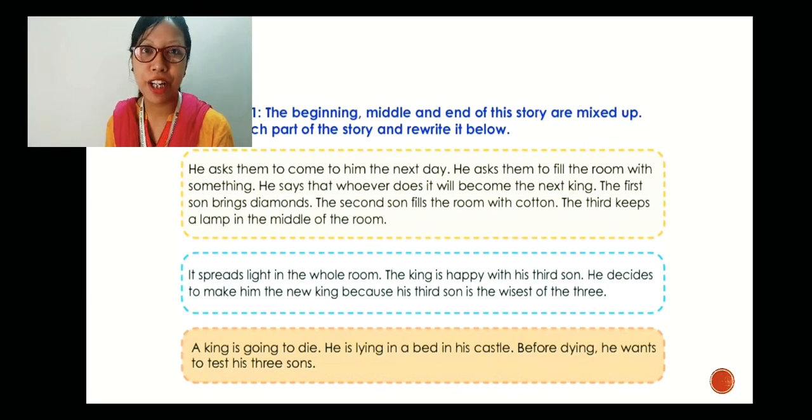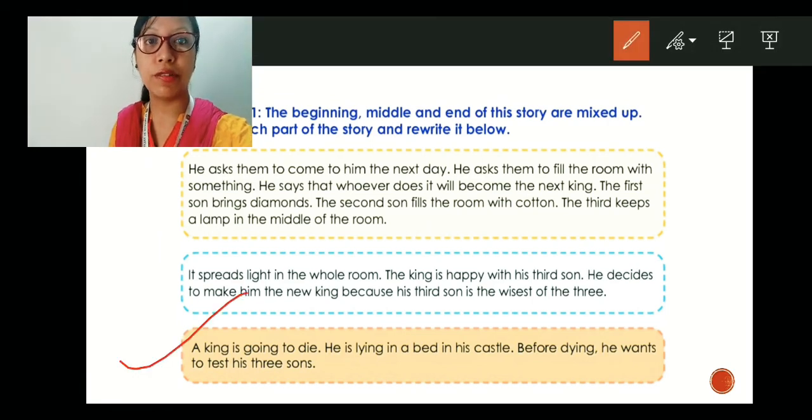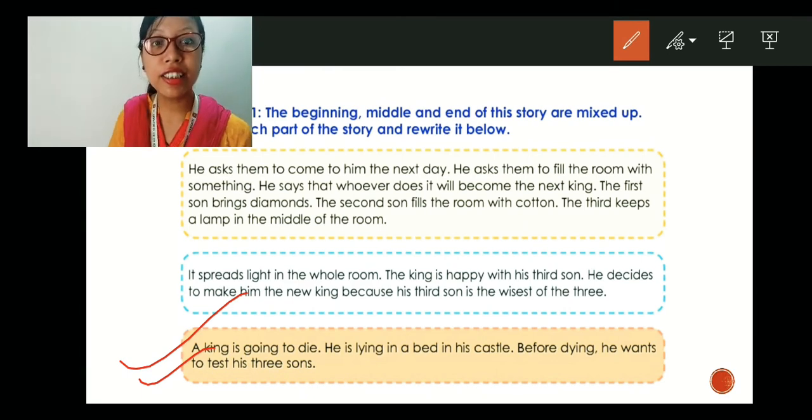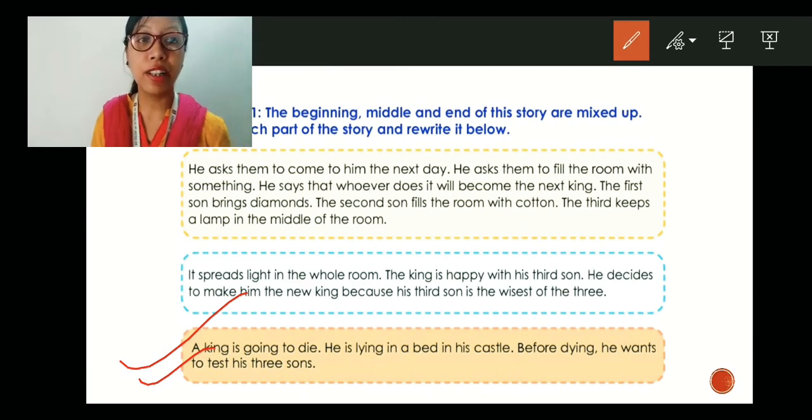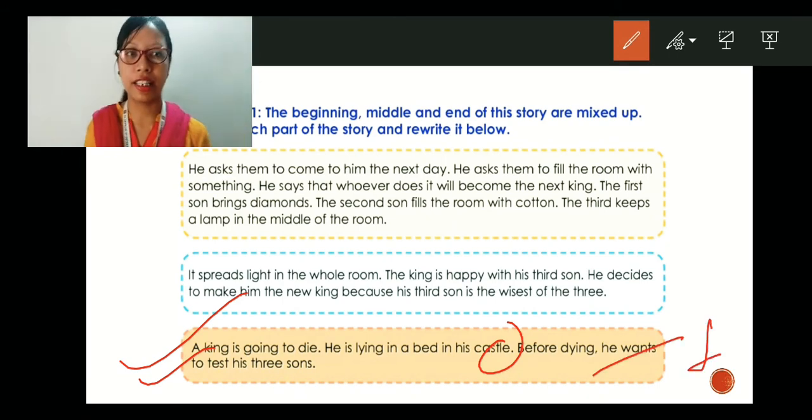Now, in the beginning part, we have already come to know that we introduced the characters and where it is taking place. So the first, that is the beginning part, will be this one. Why? Because we are introducing the main character, which is the king. A king is going to die. He is lying where the story is taking place. He is lying in a bed in his castle. So the story is taking place in the king's castle. And he wants to test his three sons. So this is the number 1 paragraph. Clear? That is the beginning.